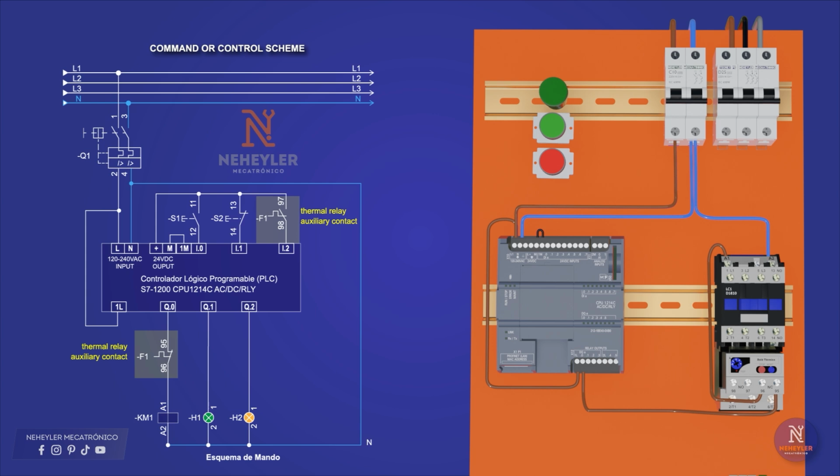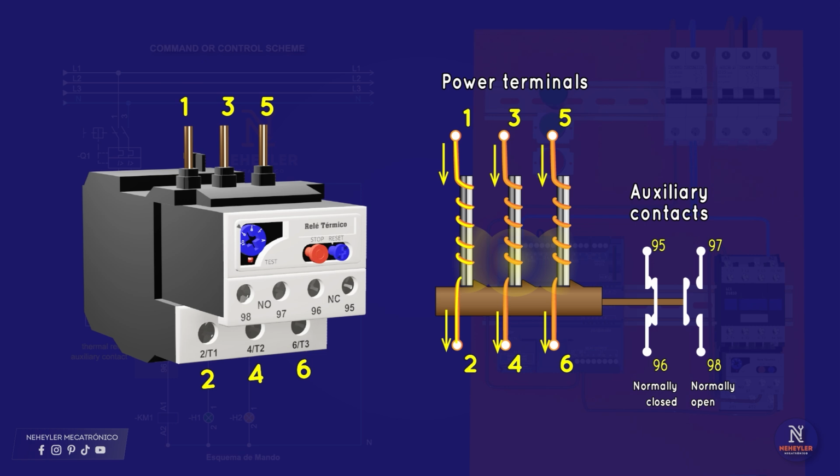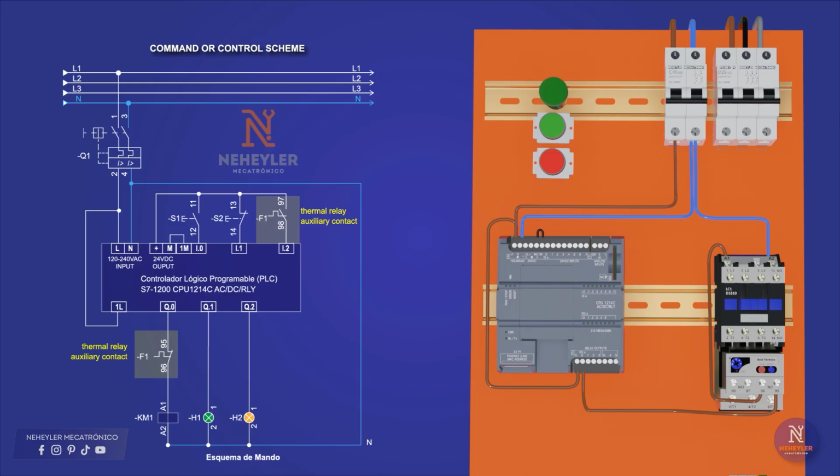But many will be wondering why the wiring goes to the thermal relay and then to the contactor, and why it doesn't go directly to the contactor. Remember that terminals 95 and 96 of the thermal relay make up the normally closed contact, and as long as there is no fault, it will let the current pass to feed the contactor. If the motor is overloaded or overheated, the thermal relay contacts change state and thus allow the contactor to switch off. This is why the wiring goes first to the thermal relay before reaching the contactor.